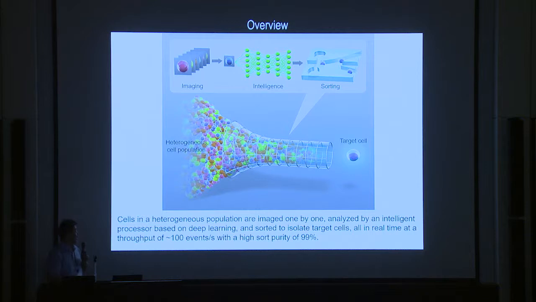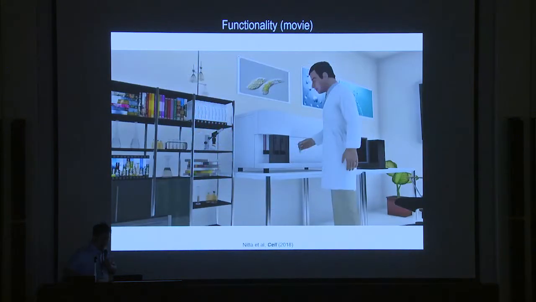So this is an overview of the technology. Basically, we start with a heterogeneous cell population, and then we have a high-speed imaging capability to take a picture of every single cell. And then intelligence, or deep learning, analyzes each cell in real time. And then a decision is sent to the sorter module, and then we identify and sort those target cells. And I have an animated movie that shows how this thing works.